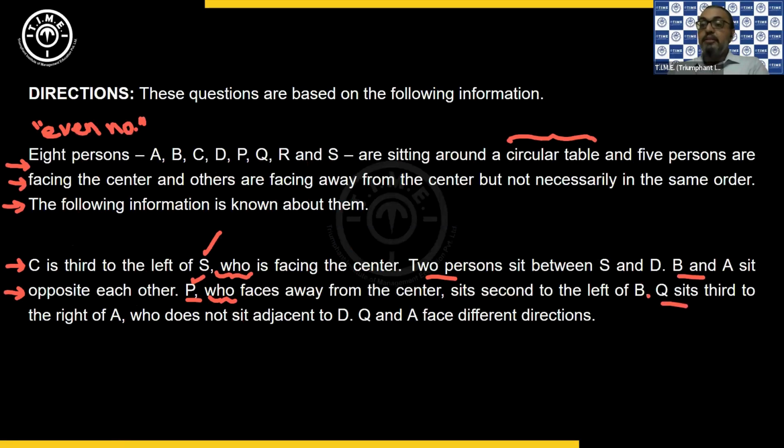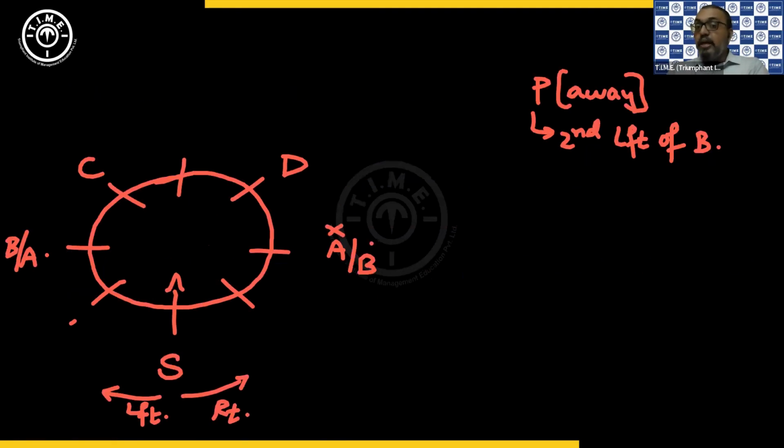Second left of B. Then Q sits third to the right of A, who does not sit adjacent to D. Here "who" means the person just before it, so A cannot be adjacent to D. Now I get the position of B and then I can have the position of A. Once I have the position of D, look at the earlier condition, left of B.